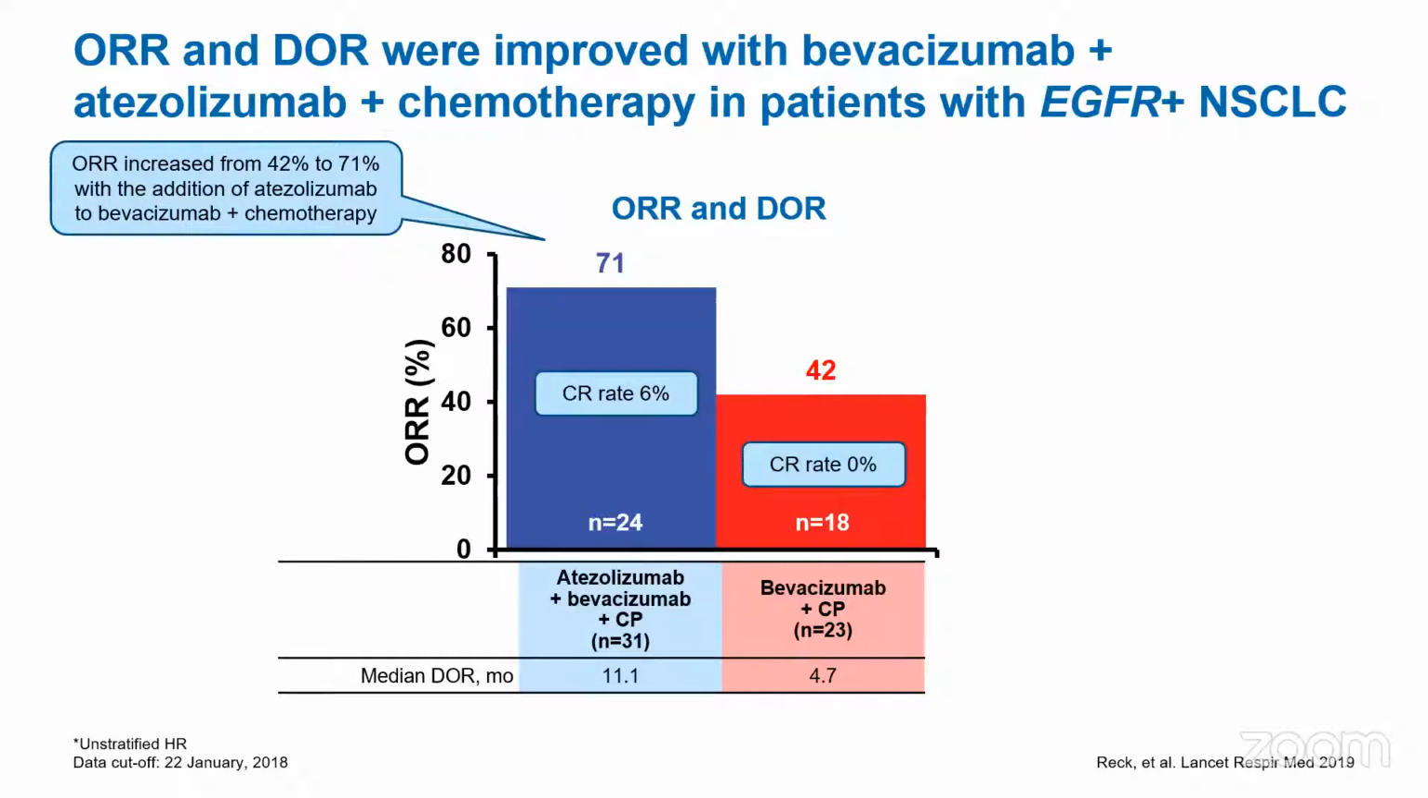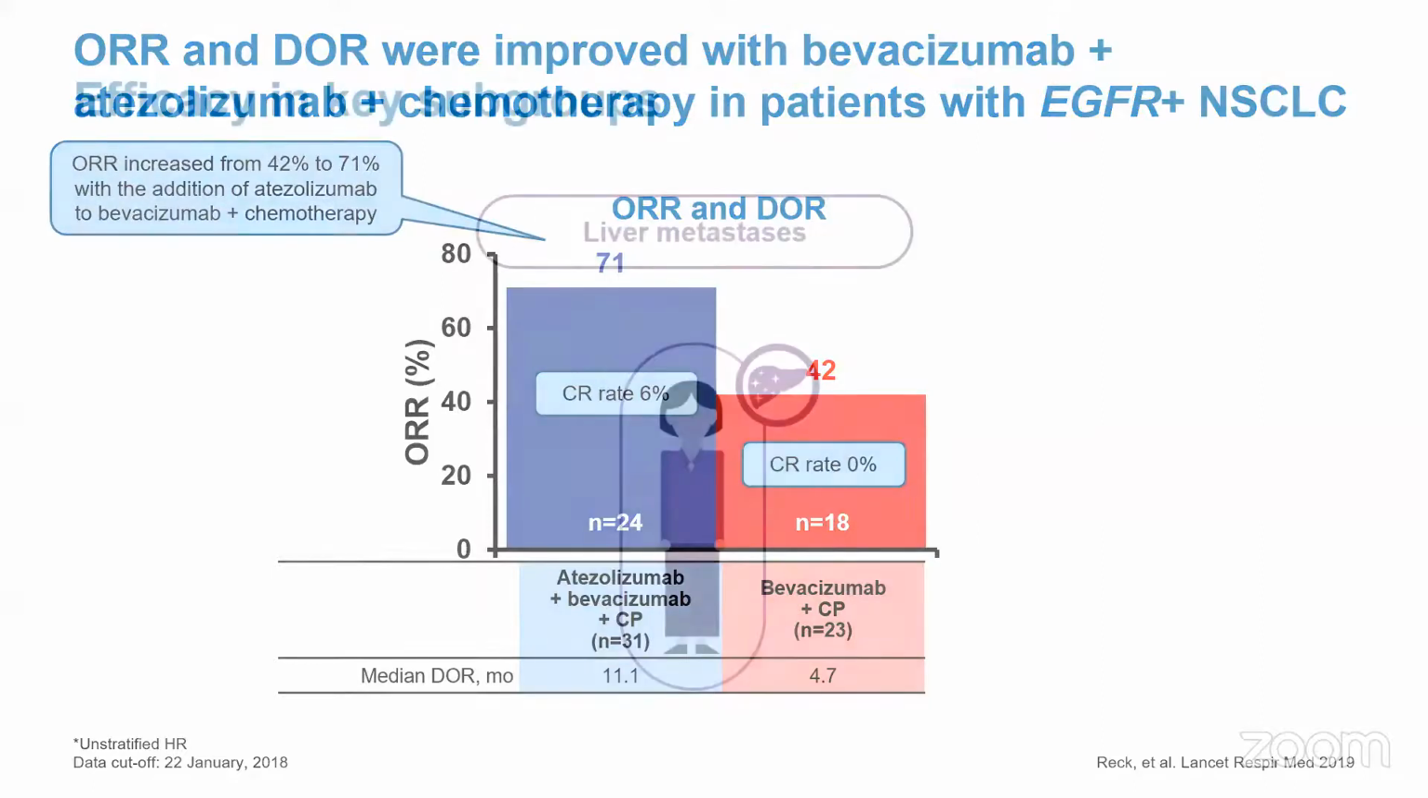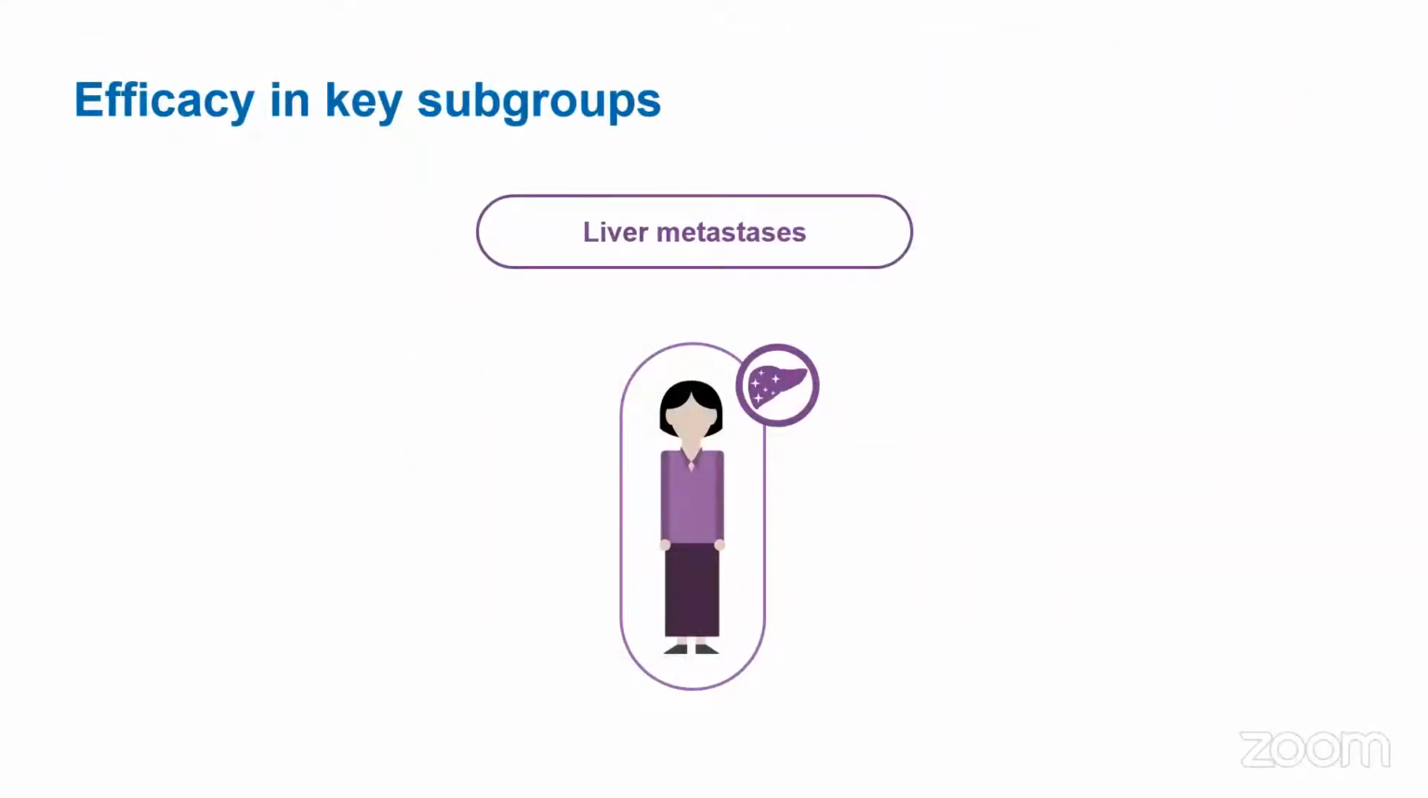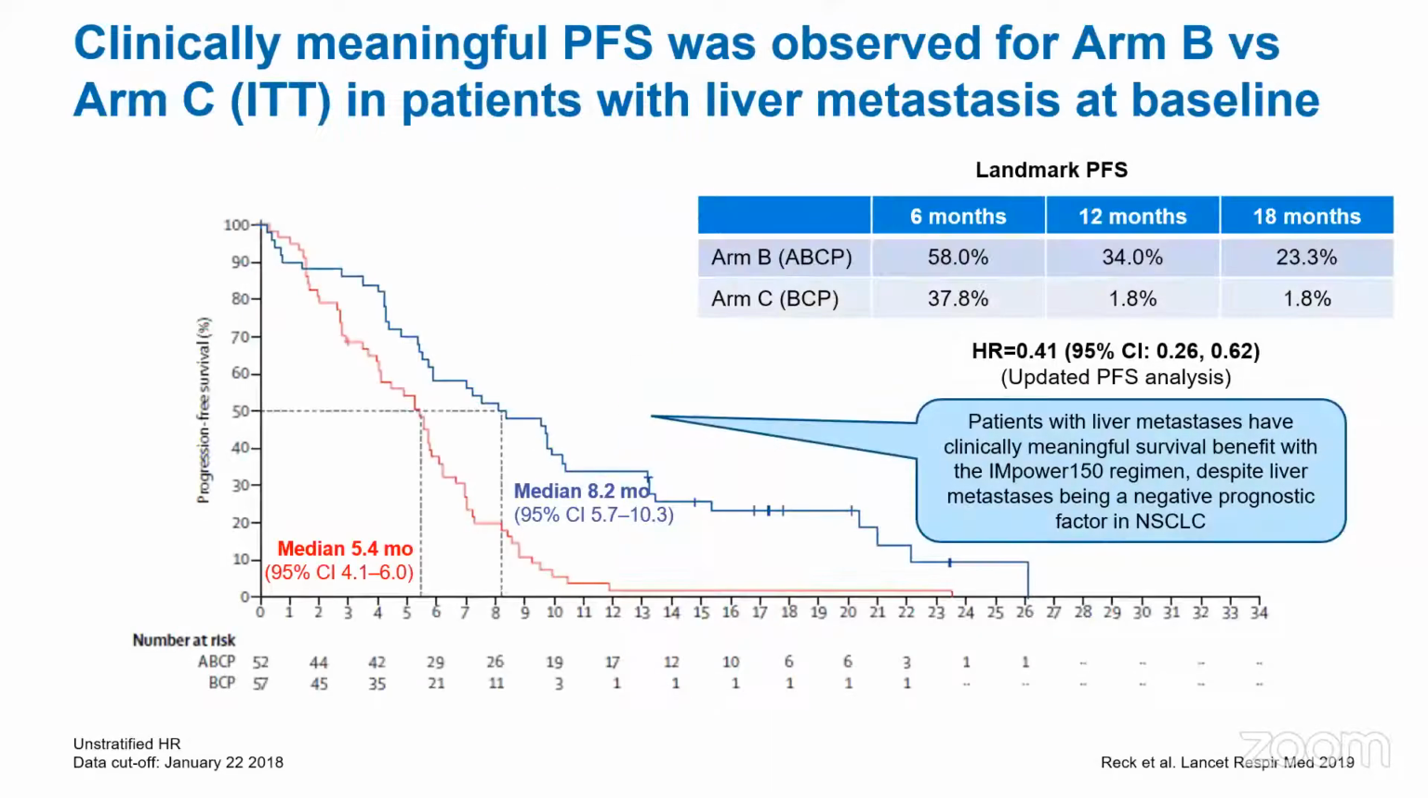It was 71% for the 4-drug regimen versus 42% for the 3-drug arm. And if we can see here, the duration of responses, again, were significantly better for the 4-drug combination arm. Now, another key subgroup highlighted by the study was patients having liver metastasis.